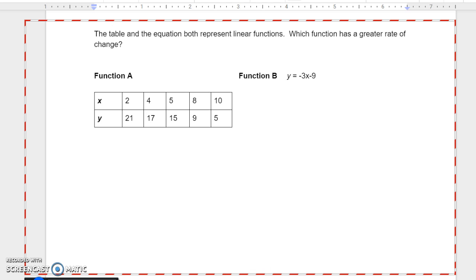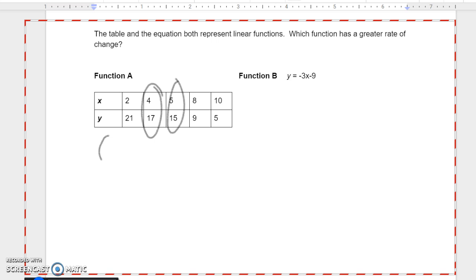So what we really need to do is find the rate of change for each function. We need to find the slope for each function because rate of change is the slope. So we can do that by just taking two coordinates. So why don't we go ahead and take this coordinate and this coordinate. So let's just write them down.